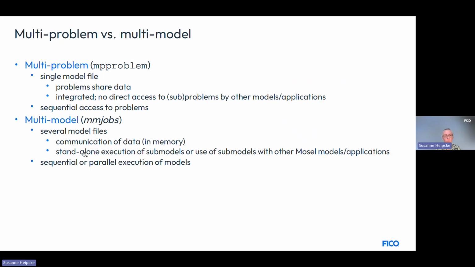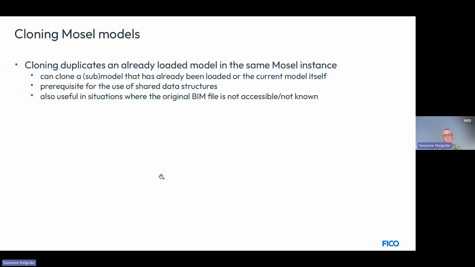So here once more, multi-problem and multi-model, the difference. What I'm saying here is that with multi-problem, problems can share data. And for multi-model, in general, I need to communicate data in memory via the Mosel instance. Now, that is not entirely true in all cases, because not so long ago we added the possibility to clone Mosel models.